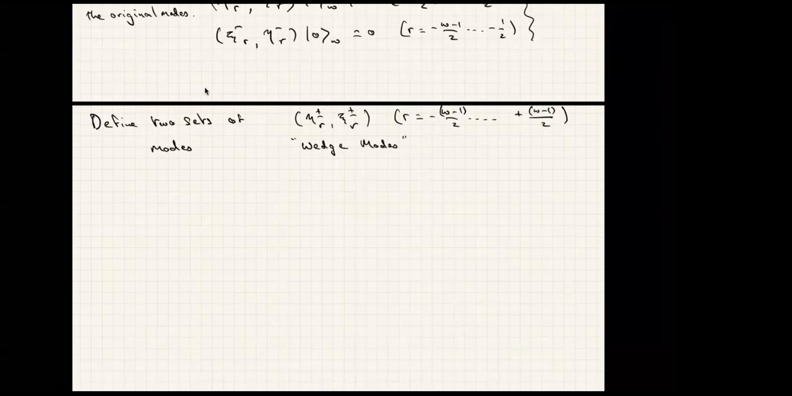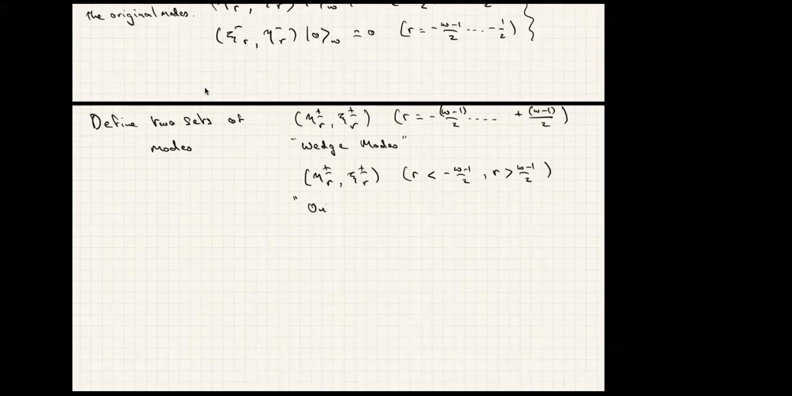Then we'll define all the rest of the modes, where r is less than minus (w minus 1) by 2, or r is greater than plus (w minus 1) by 2. And these we'll call the out of the wedge modes.